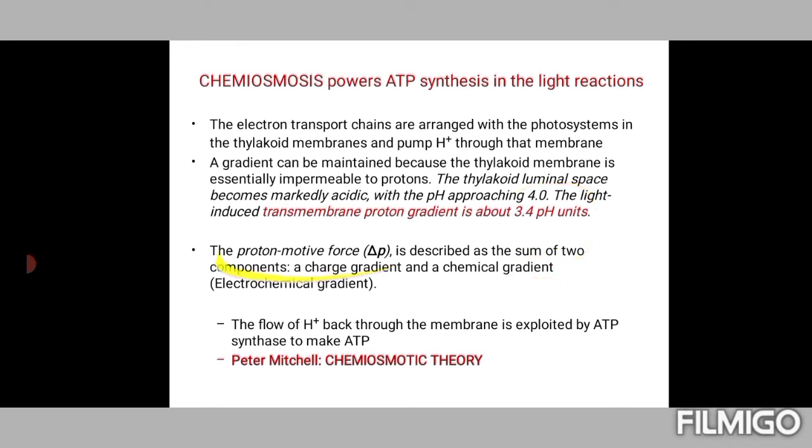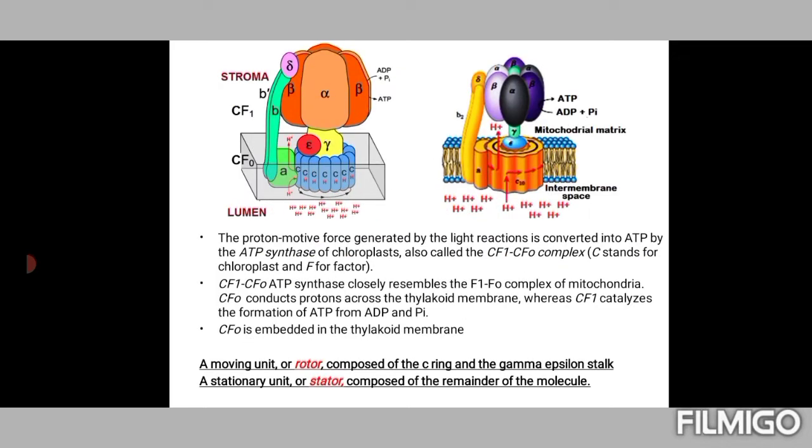This creates a proton-motive force and an electrochemical gradient. That energy is responsible for the synthesis of ATP, and this H plus can escape back to the stroma through ATP synthase alone. The membrane is impermeable to H plus ions, so it can escape only through this ATP synthase. The ATP synthase of mitochondria as well as chloroplast are shown here. They are structurally quite similar.